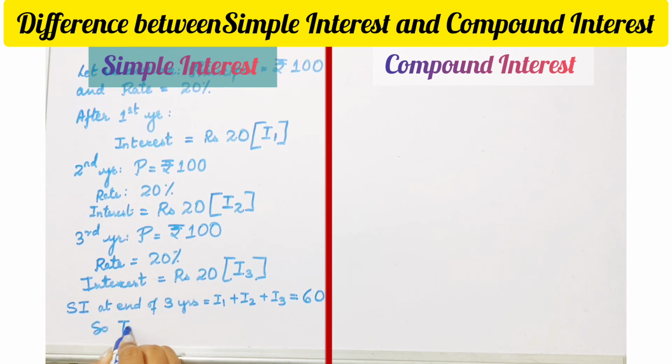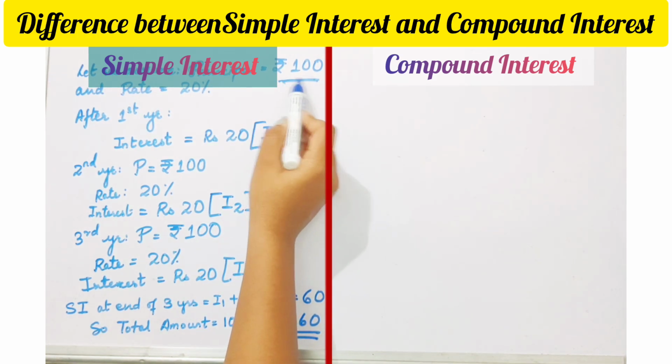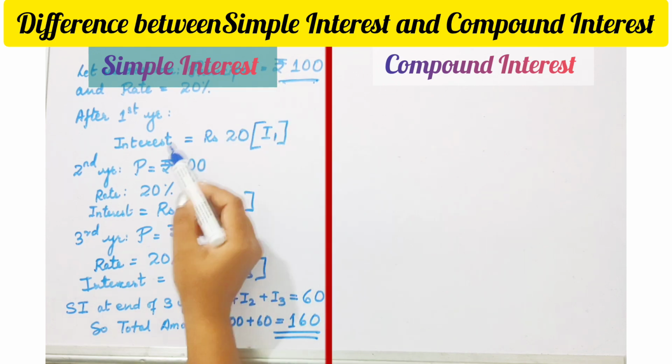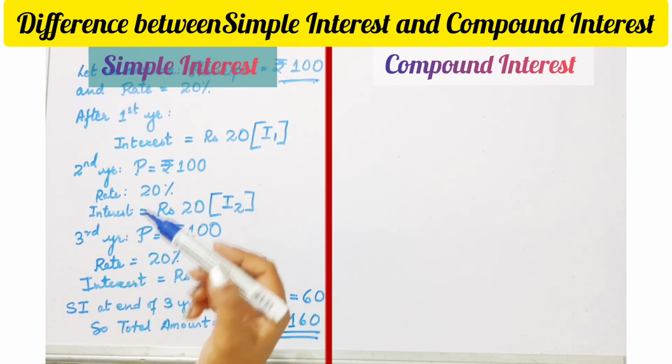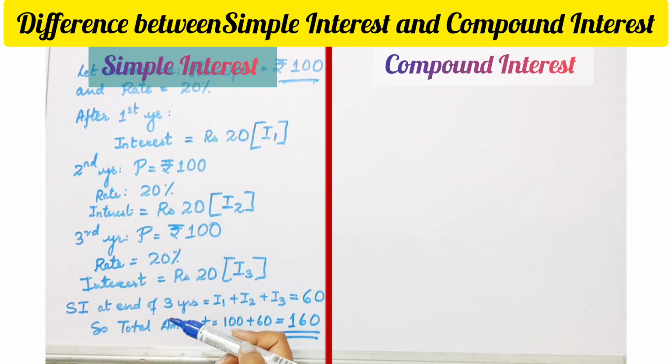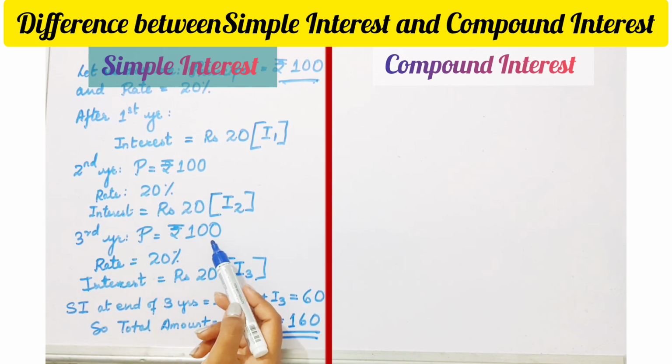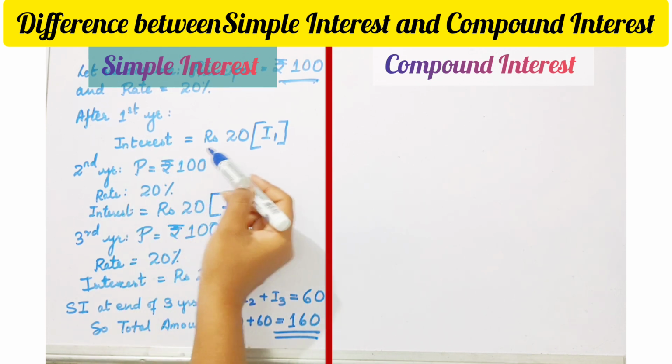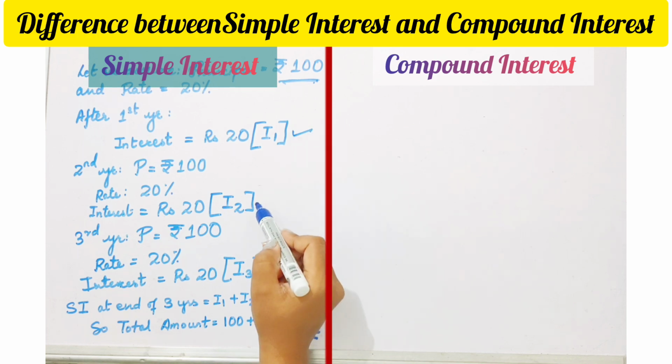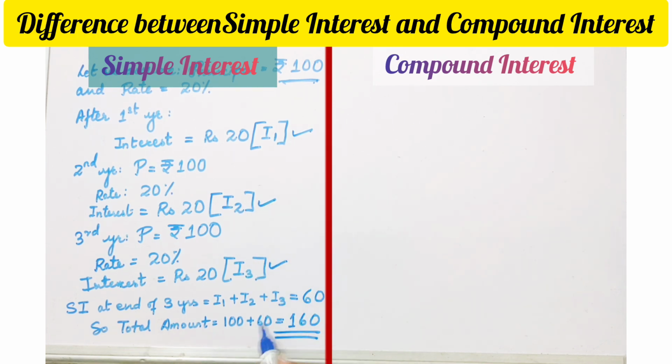So the total amount will be principal plus simple interest, which is 160 rupees. This is simple interest. If the lent money is rupees 100, then principal will be 100 for every year. When calculating simple interest in each year, the principal is taken as 100 and rate will be the same. So the same amount of interest will be generated in the first year, second year and third year, which will be added at the end, making it a total of 160 in this case.